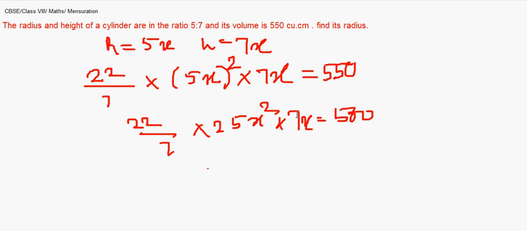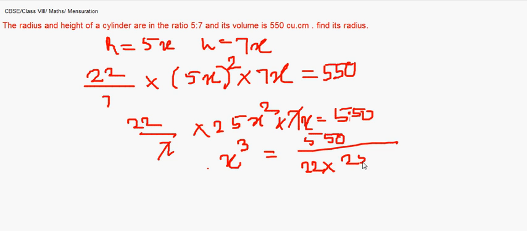So this gets cancelled, and x cube is equal to, sorry, this is 550, I made a mistake here. So it is 550 by 22 into 25. 22 into 25 is again 550. So x cube I'm getting as 1. So x is also 1 centimeter.